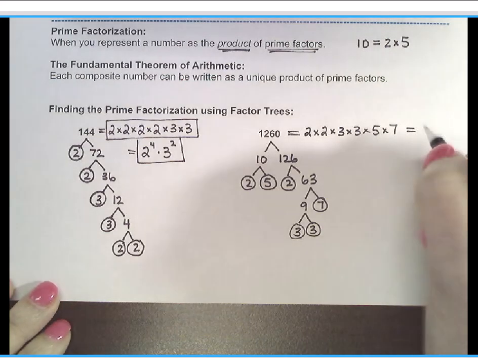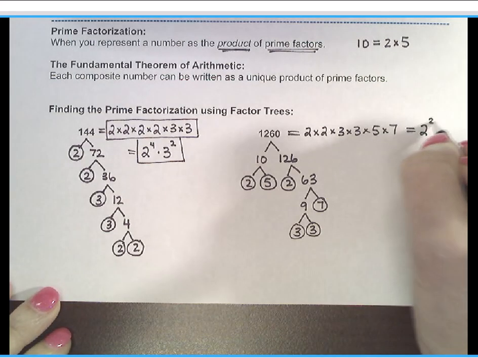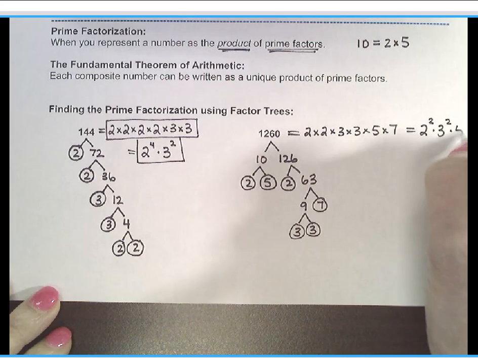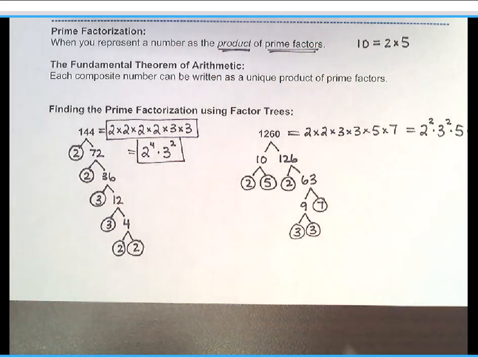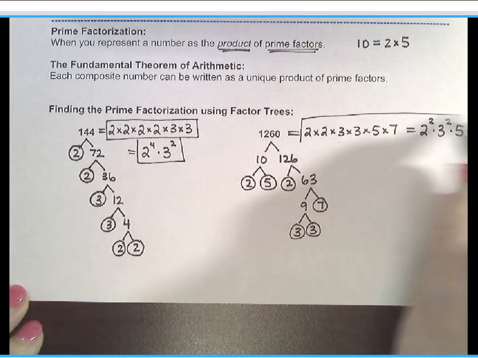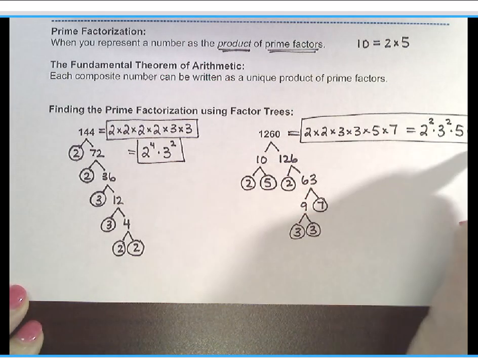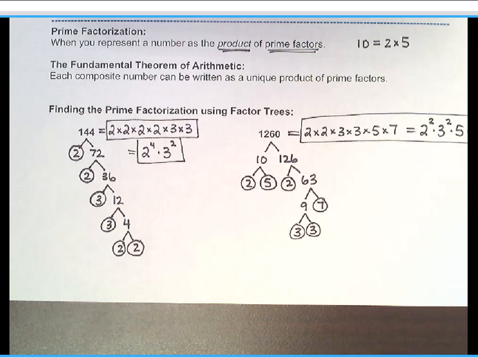Or you could shorthand it with exponents and say 2 squared times 3 squared times 5 times 7. Either way, those are both perfectly acceptable answers. And that's how you find the prime factorization using a factor tree. So another way to do this is using what we call division by primes. And it's essentially the same thing as a factor tree. It just looks a bit different on paper.